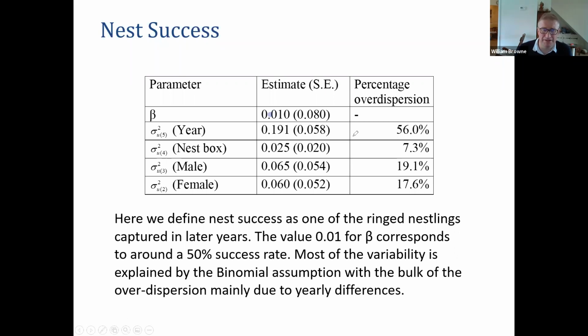Okay, so this is a logistic type model. If we translate, it's roughly 0. So remember, roughly 0 in a logistic regression is equivalent to 0.5 or 50%. So 50% of nests are successful. In other words, one of the ringed nestlings is captured in later years.